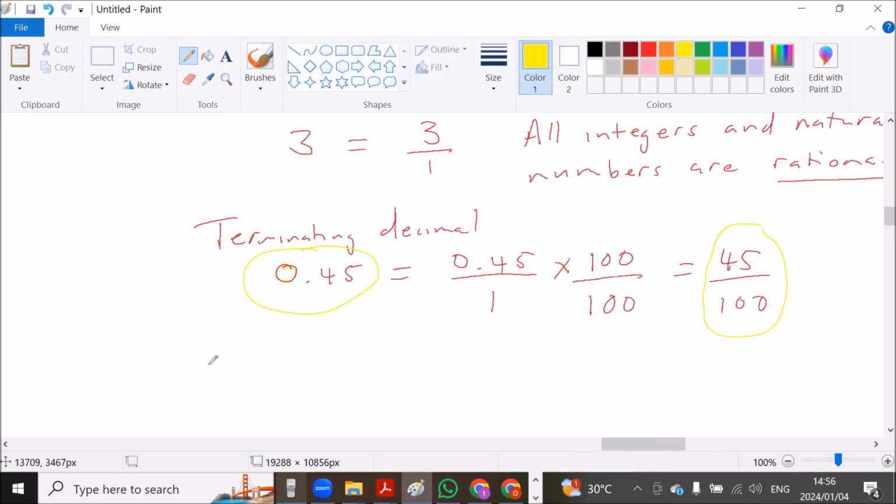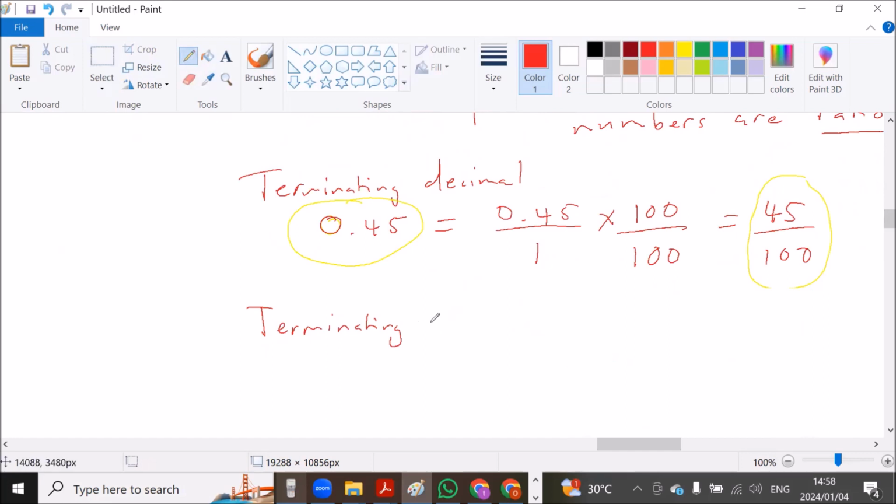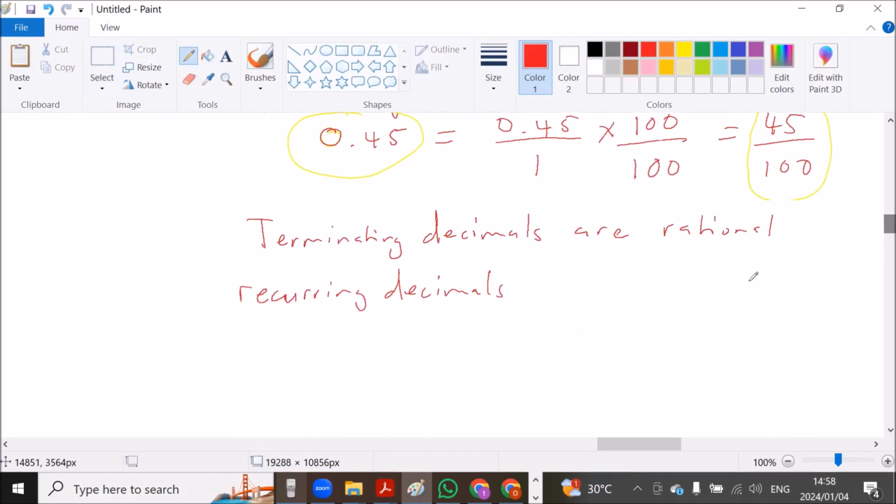So what can we say? Now we can say terminating decimals are rational. Let's go on to what we call recurring decimals. Now, a recurring decimal has a repeating pattern after the decimal comma.